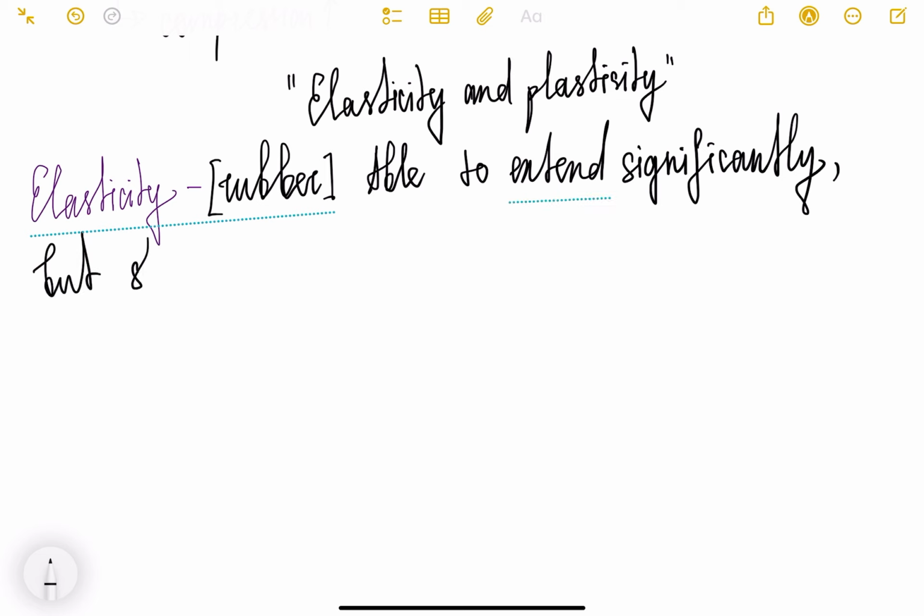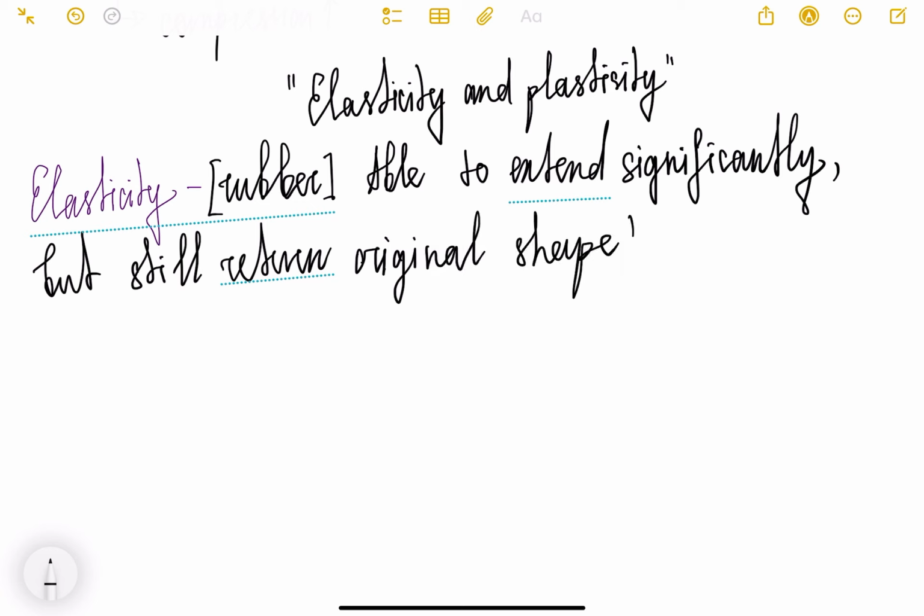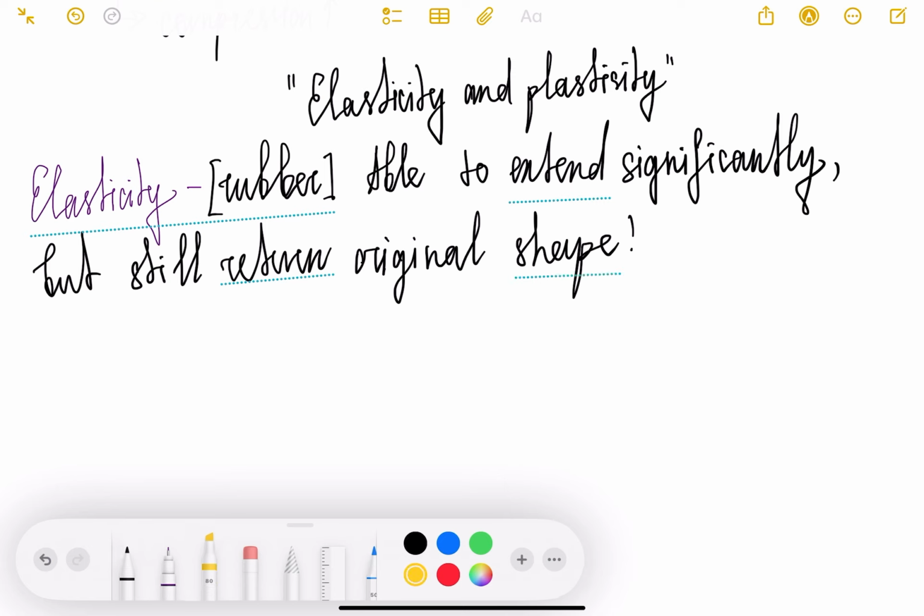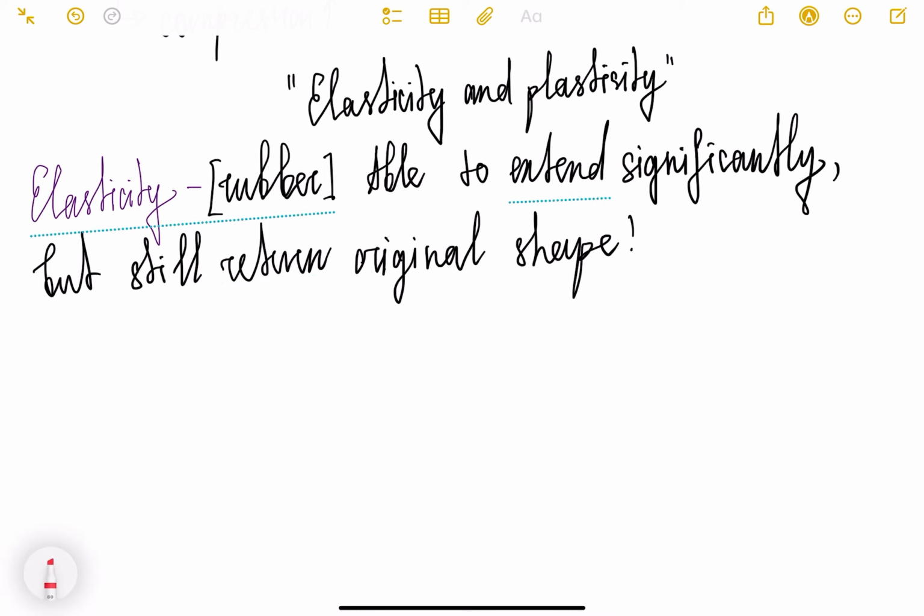But still return to their original shape. This is the main difference. Okay.